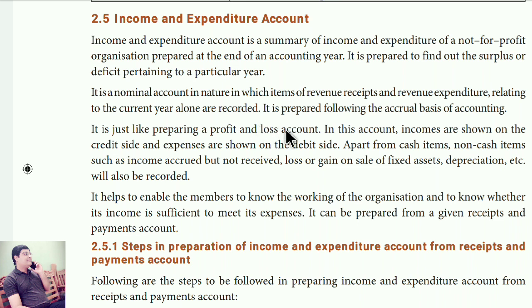It is prepared following the accrual basis of accounting. So in income and expenditure account, to find out the surplus or deficit pertaining to a particular year, only current year revenue receipts and expenditure will be recorded. It is just like preparing a profit and loss account. So from here to here, you have to write for the first short answer.